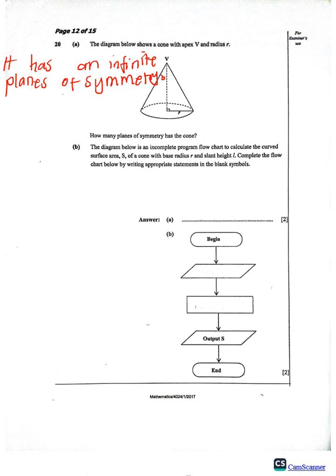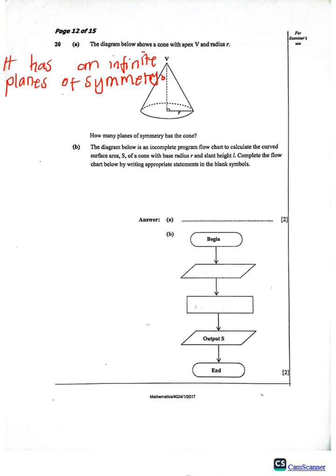Or what you can just do is commit to memory: a cone with a circle as a base has an infinite or countless number of planes of symmetry. Now let's move on to question B. The diagram below is an incomplete program flowchart to calculate the curved surface area S of a cone with base radius and slant height L. Complete the flowchart by writing the appropriate statements in the blank symbols.